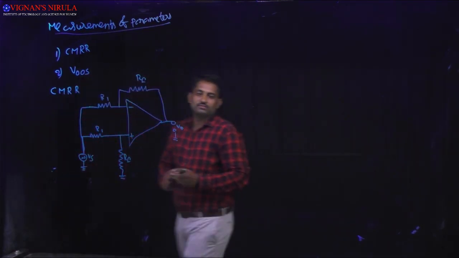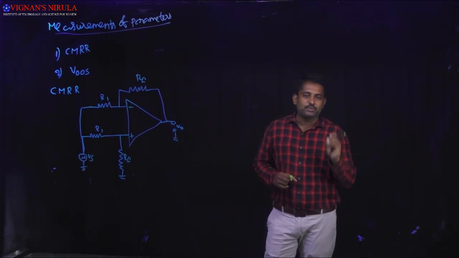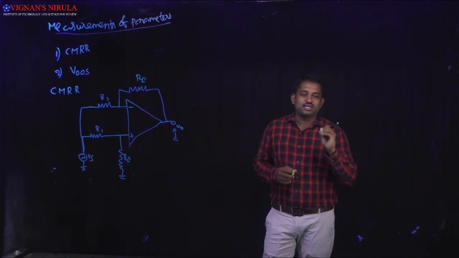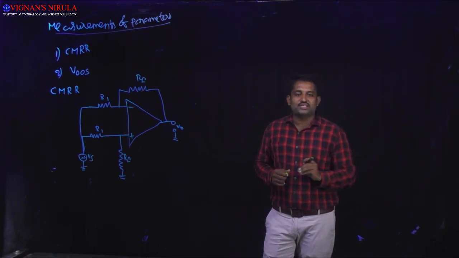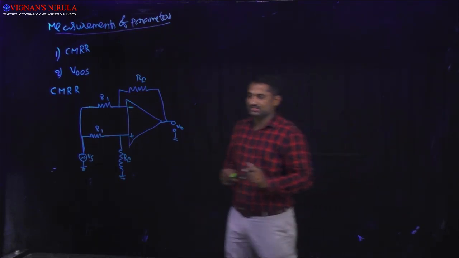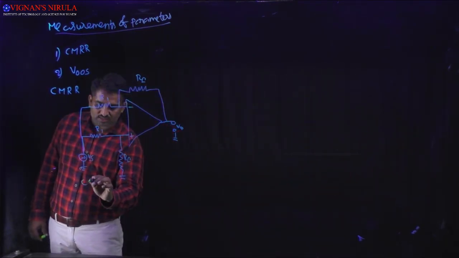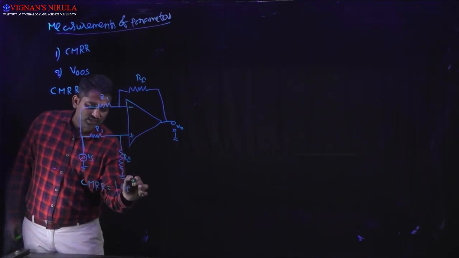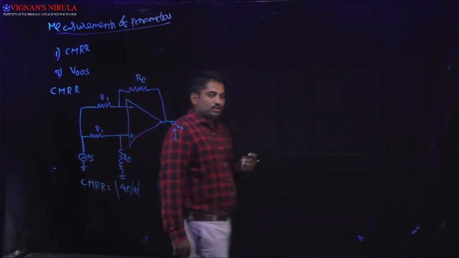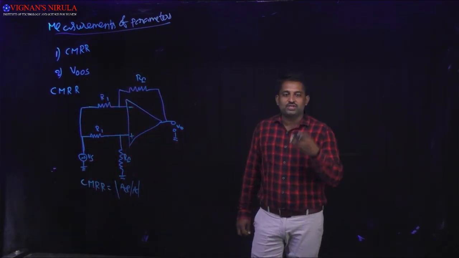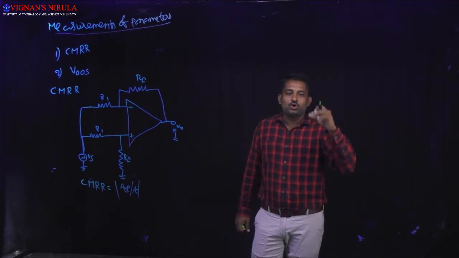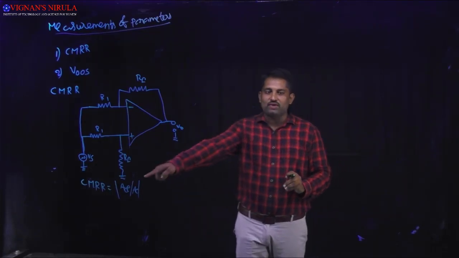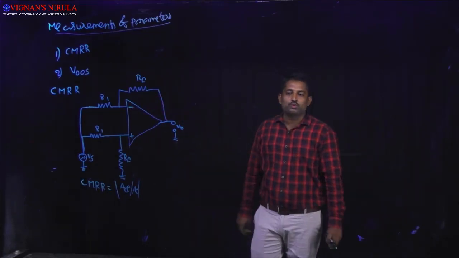CMRR is the ability of the differential amplifier to reject the common mode signal. In formula terms, how can we represent this? CMRR is equal to modulus of AD divided by AC, that is the ratio of differential voltage gain to the common mode voltage gain. Now I want to calculate the CMRR value by using this closed loop op-amp circuit.